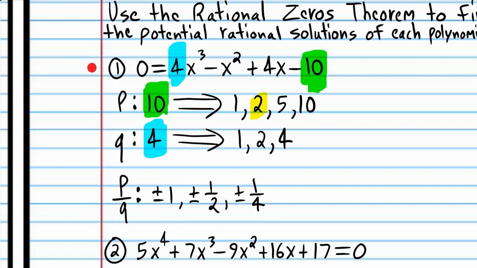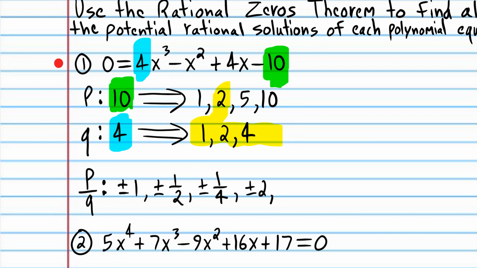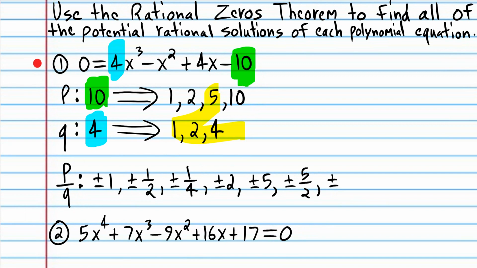Now we have to keep going. We're going to divide 2 by 1, 2, and 4. So 2 divided by 1 is 2. 2 divided by 2 is 1, but we already have 1, so we don't have to write that again. And 2 divided by 4 is 1/2, but we already have 1/2, so we don't have to write that. Now we're going to divide 5 by all these numbers. 5 divided by 1 is 5. 5 divided by 2 is 5/2. And 5 divided by 4 is 5/4.